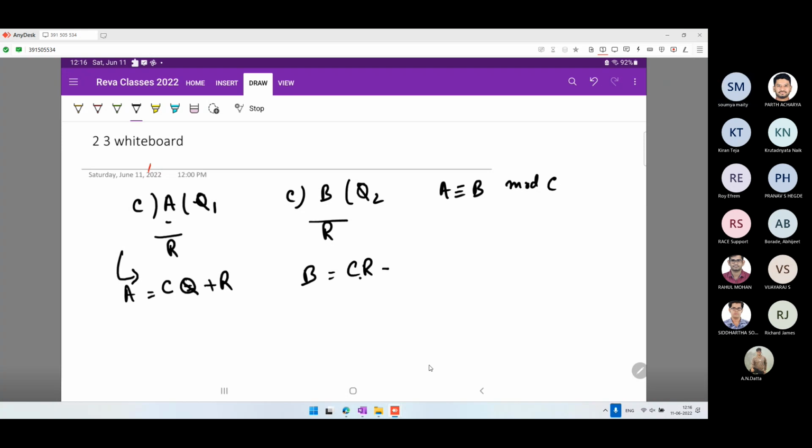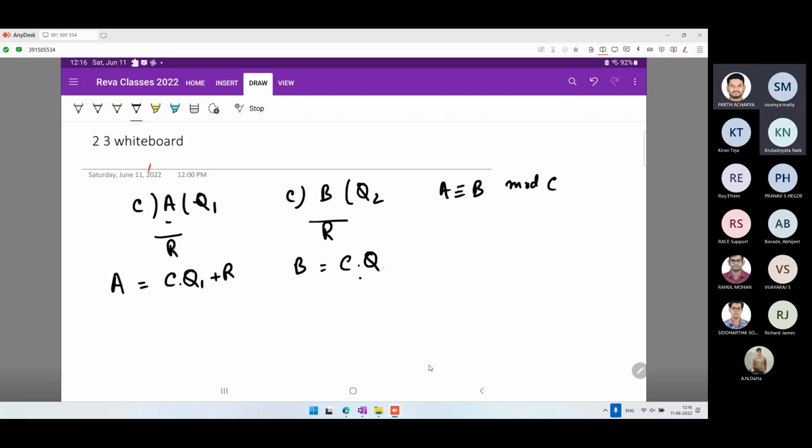So, you guys please tell me, help me here. A equals C into Q1 plus R, and B equals C into Q2 plus R, right? Now A minus B equals C into Q1 plus R minus C into Q2 minus R.